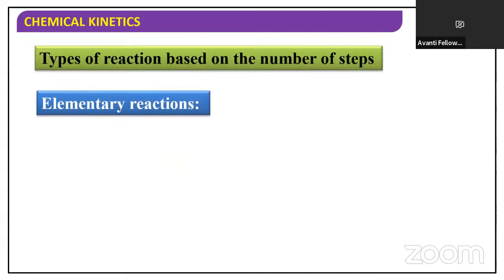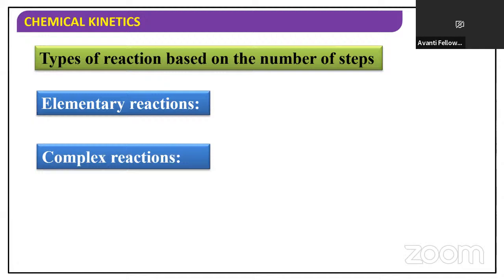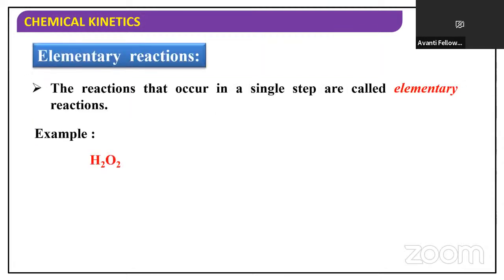Now, types of reaction based on the number of steps, right? For example, the reaction which takes place in one step is known as elementary reaction. Similarly, the reaction which takes place in more than one step is known as complex reaction. So this is very important to understand.